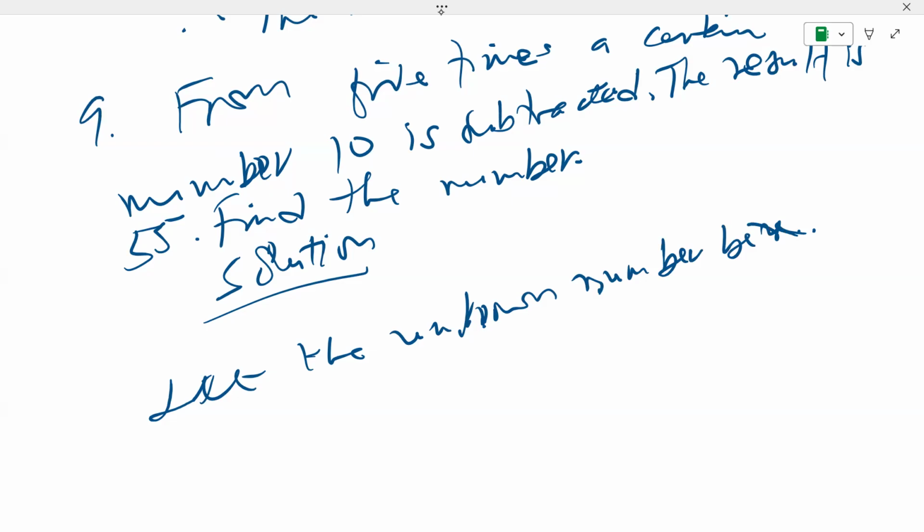So if that is the case, then let's start from, is it 5 times a certain number? That number is x. And 10 is subtracted from it. The result is equal to 55. So we solve for our x.